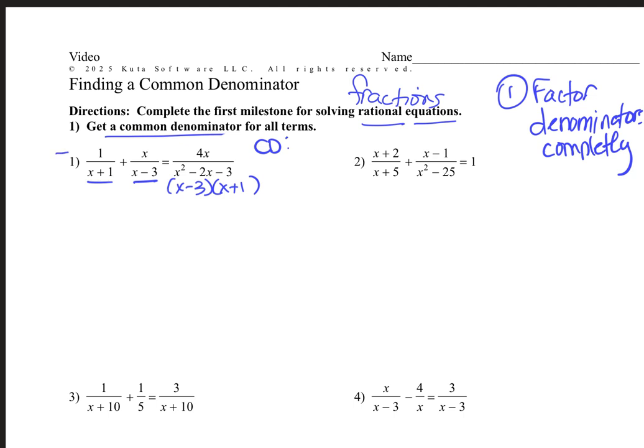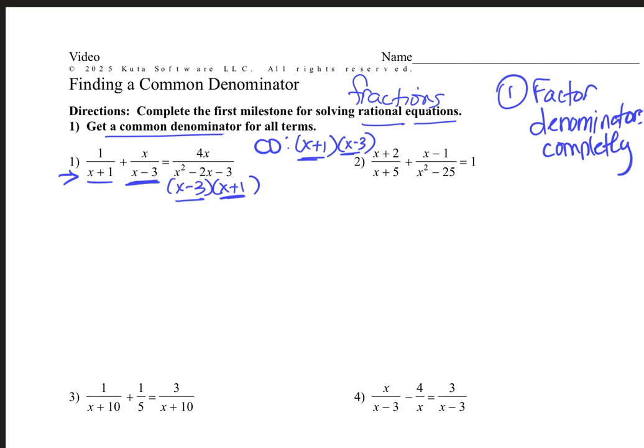And then I look at each term. I look at the bottom of each term, the denominator. And I say, okay, x plus 1 is a factor. So a common denominator is going to have that x plus 1. X minus 3 is a factor. A common denominator is going to have that x minus 3. X minus 3 is a factor, we already have it. And x plus 1 is a factor, we already have it. So that's literally what you want to go through. Just look at each one and make sure that each of the factors in that one is in the common denominator.